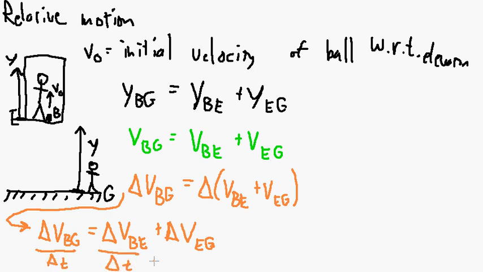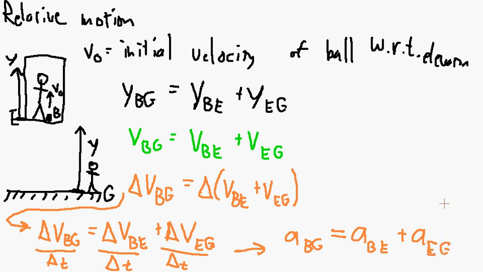Delta t, delta t. Well, what's the definition of acceleration? Change in velocity divided by change in time. So what this gives us then is that the acceleration of the ball with respect to the ground is equal to the acceleration of the ball with respect to the elevator plus the acceleration of the elevator with respect to the ground. Now, this seems kind of pedestrian.